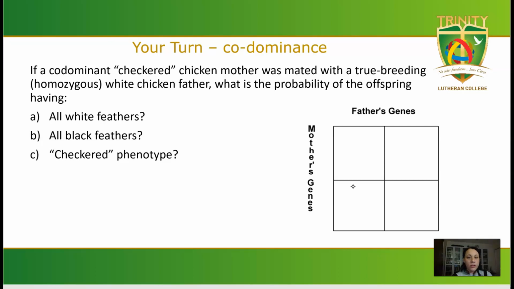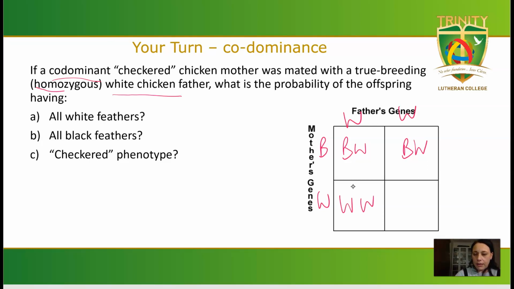Okay, hopefully you've had a chance to do that. If not, pause me, rewind, and start again. So, father's genes. Father is a white chicken, and he is homozygous, so he is big W, big W. Mother is a checkered chicken, and those are codominant traits. So mother is a big B for black and big W for white. She's going to have some black and some white. So this offspring would get a big B, big W, big B, big W. So we've got two checkered chickens straight out of the gate.